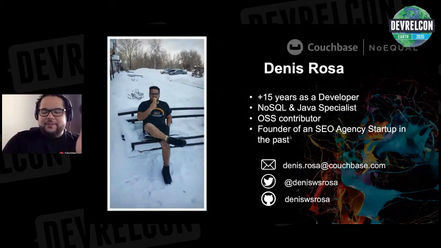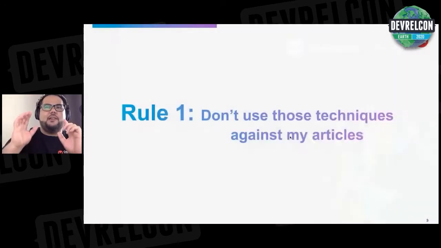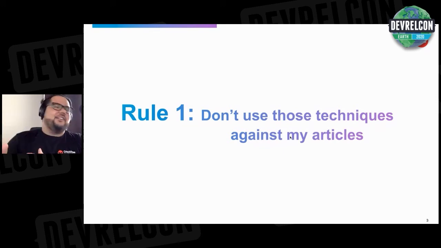Before we start, I have just one rule, which is don't use those techniques here against my articles. So if we are ever writing about the same stuff and you see, oh, there is already a good article, someone already wrote an article about this topic, please write about something else, because if done right, you can actually outrank pretty much every single piece of content out there.